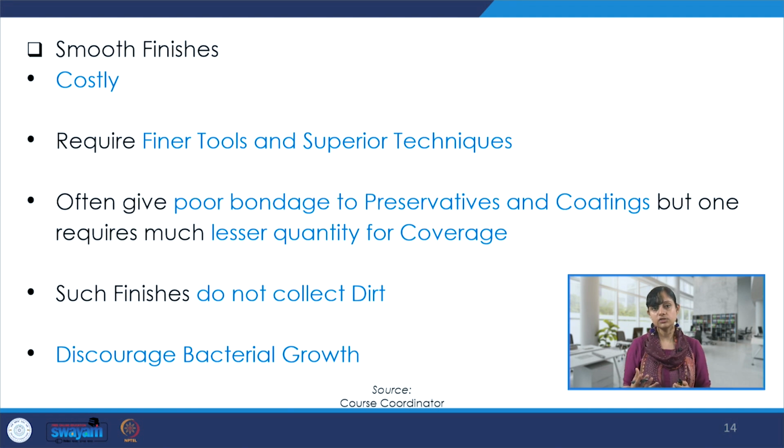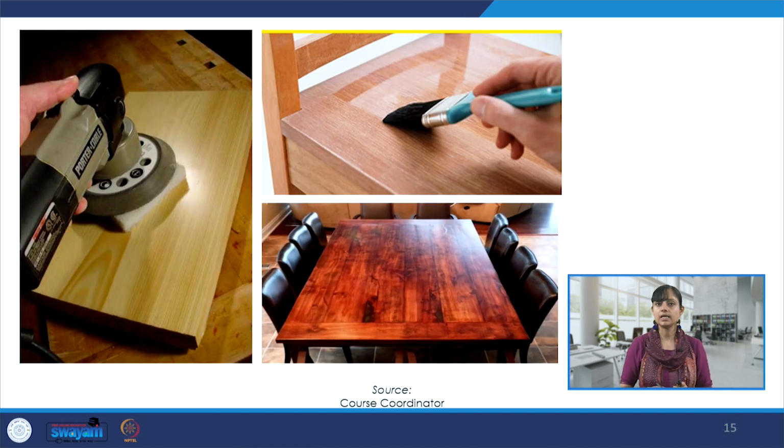Then the smooth finishes, they are smooth as the name suggests, they are expensive, they require finer tools and techniques to work with them. They give poor bondage to preservatives and coatings compared to what we saw in the case of rough finishes. They do not collect dirt and they discourage bacterial growth. That's an advantage here. These are some of the examples that you see for the smooth finishes in wood.